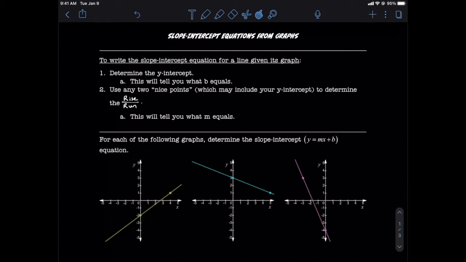As long as you have 2 nice points, figure out what the rise over run is to move from the leftmost point to the one on the right. Pay attention to the third example. And once you have m and b, you just plug them into y equals mx plus b, and there is your equation. Let us take a look at a few examples and see how this shakes out.